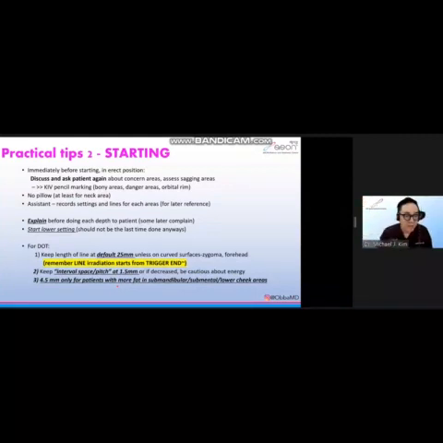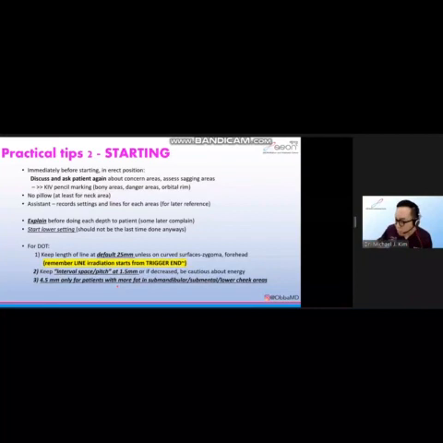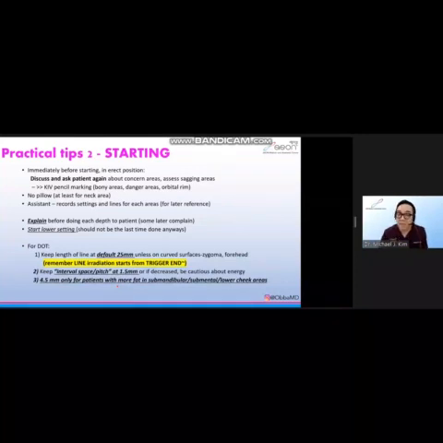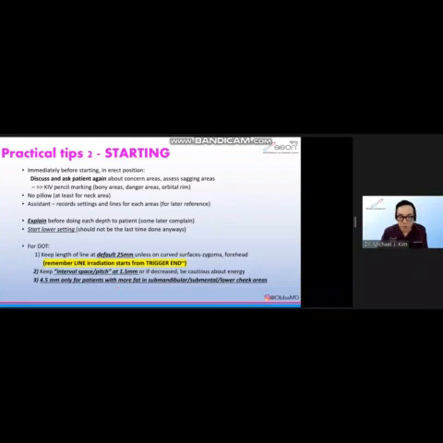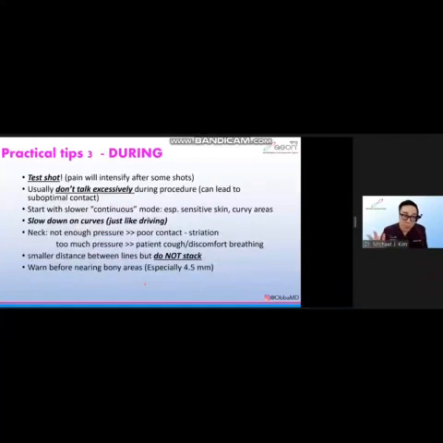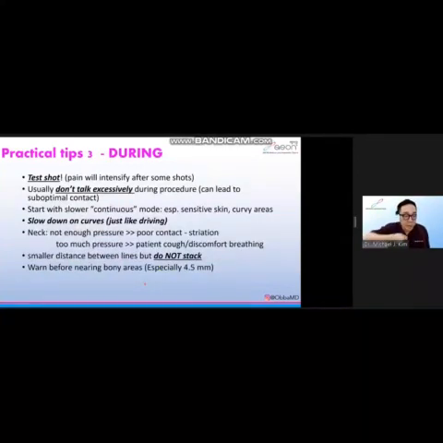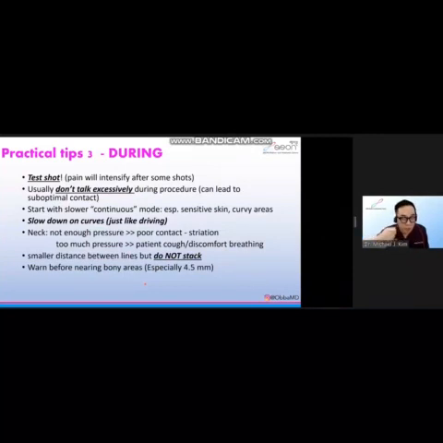Okay. Keep the interval space pitch at 1.5 mm. If you decrease that, you have to be cautious about the energy level you're at, not only for pain, but for side effects. I use a 4.5 mm only for patients with more fat in the areas. Always do a test shot first. You never know the pain threshold of the patient, and the pain will intensify as you proceed.